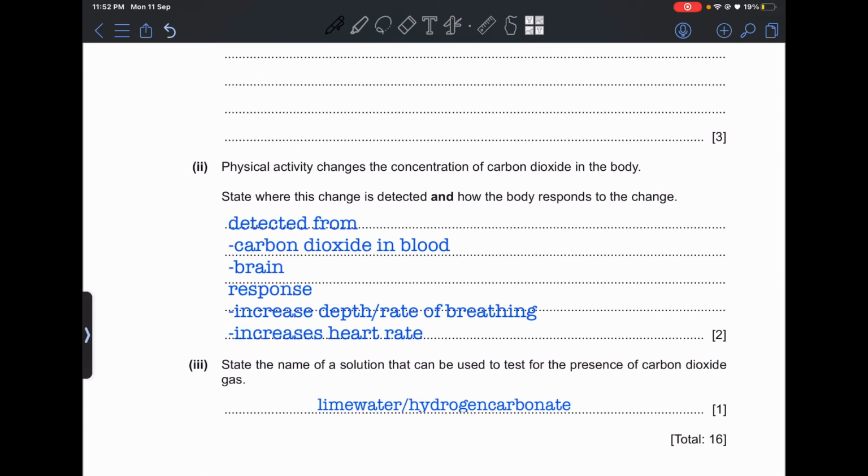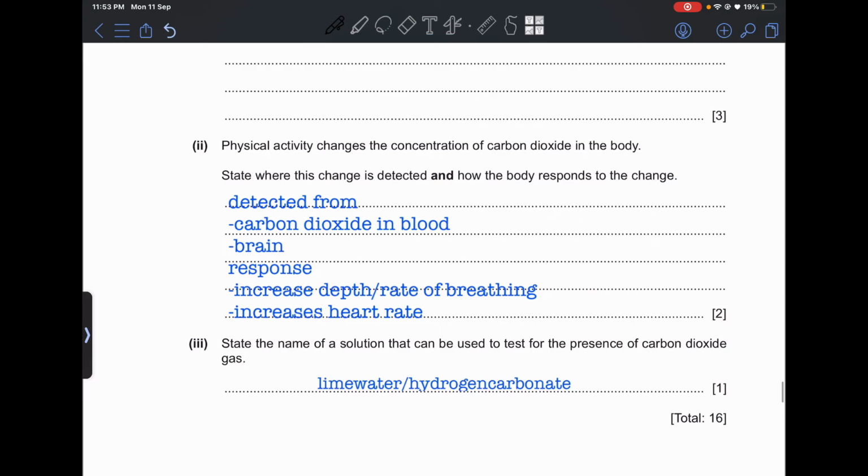Double I, physical activity changes the concentration of carbon dioxide in the body. State where this change is detected and how the body responds to this change. If we do a vigorous activity, there will be more respiration, and this will cause a change in the carbon dioxide in the blood, which means there will be more carbon dioxide. This is detected by the brain. The response is increasing the depth of breathing and increasing the heart rate. These responses will allow more oxygen to flow, and the increased heart rate will allow more blood to flow to take out the carbon dioxide and provide more oxygen.